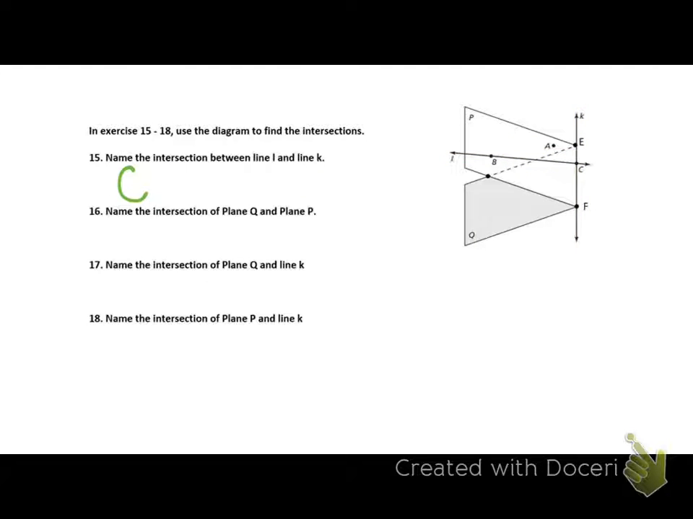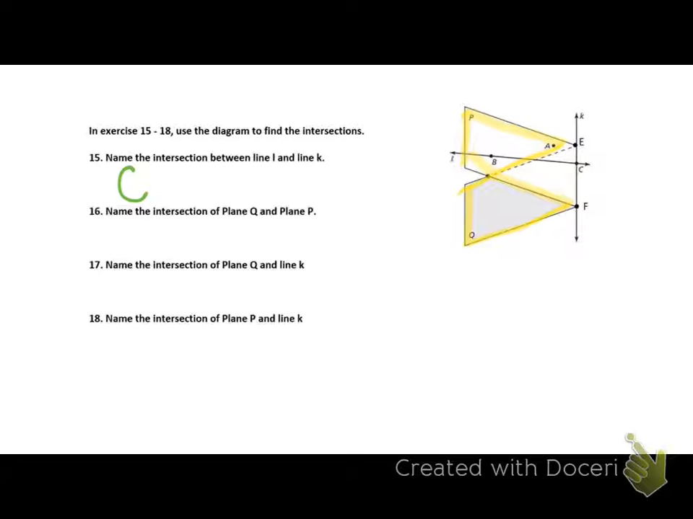The next one. Name the intersection of the plane Q and plane P. So if you notice, they intersect at a point, right? Let's do our deducing skills that we learned in 2.2. We've got A, B, C, E, F. So what was this point but didn't print? G. D.